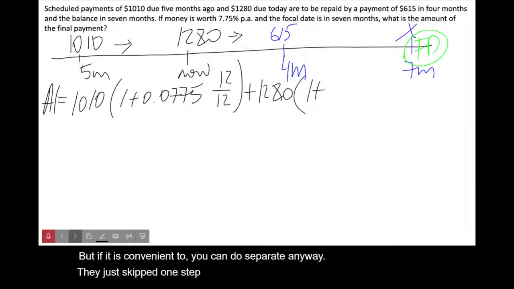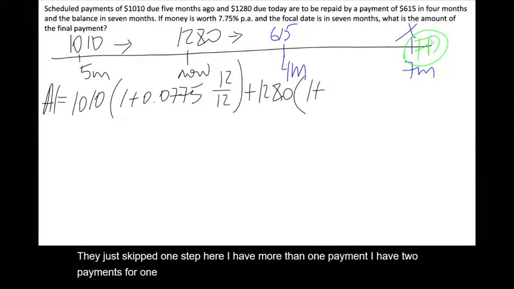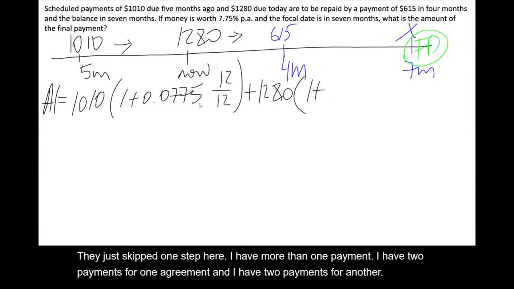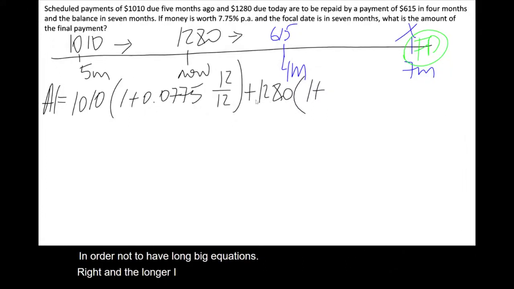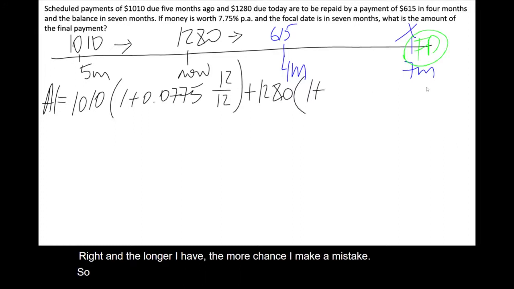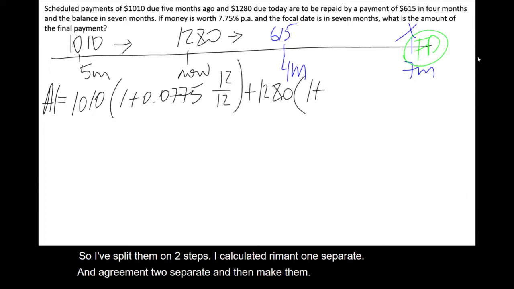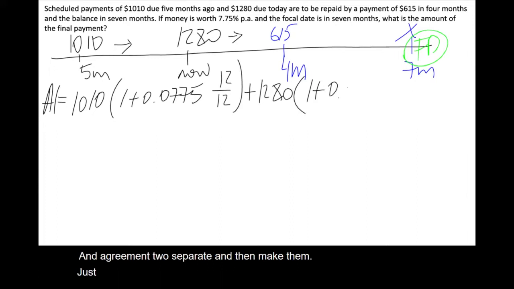Here I have more than one payment. I have two payments for one agreement and two payments for another agreement. In order not to have long, big equations, and the longer the equation, the more chance I make a mistake, I split them into two steps. I calculate agreement 1 separately and agreement 2 separately, and then make them equal. That's the reason.